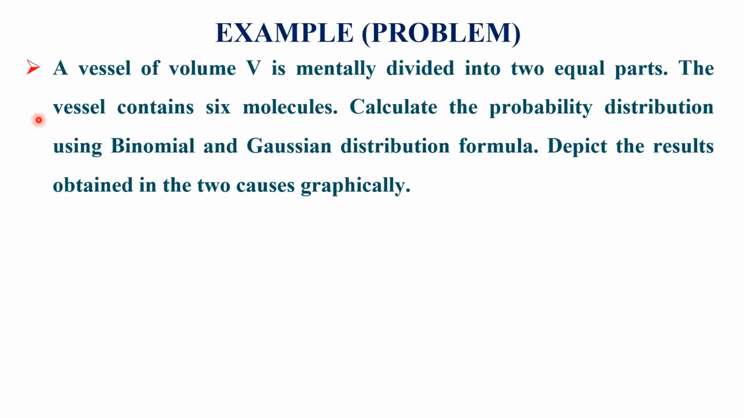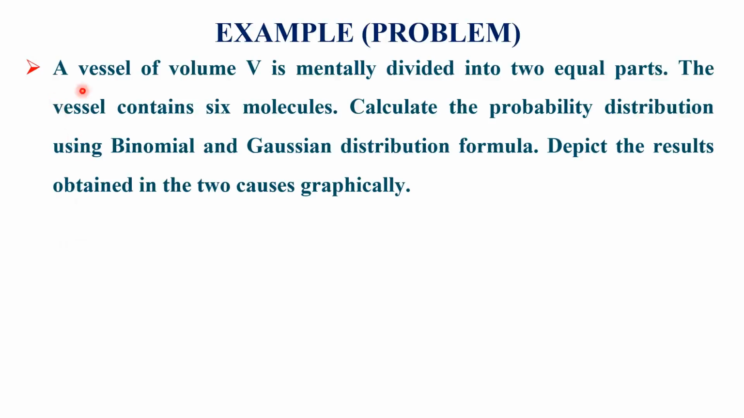Example or problem: a vessel of volume V is mentally divided into two equal parts. The vessel contains 6 molecules. Calculate the probability distribution using the binomial and Gaussian distribution formulas. Depict the result obtained in the two cases graphically. Means, find out the distribution and represent it graphically.